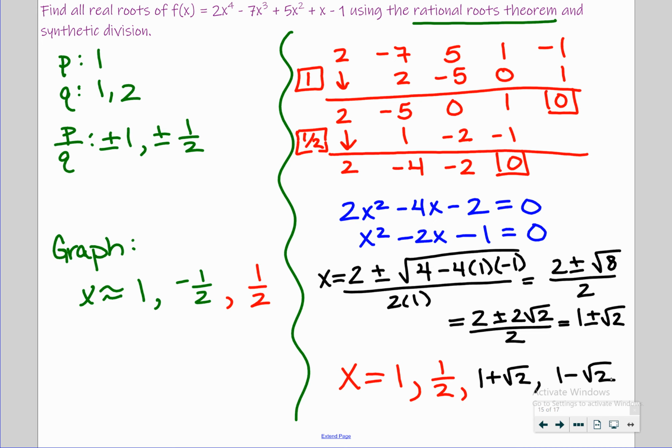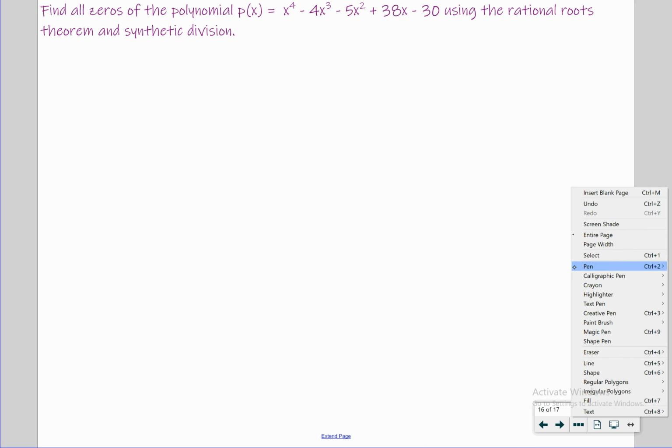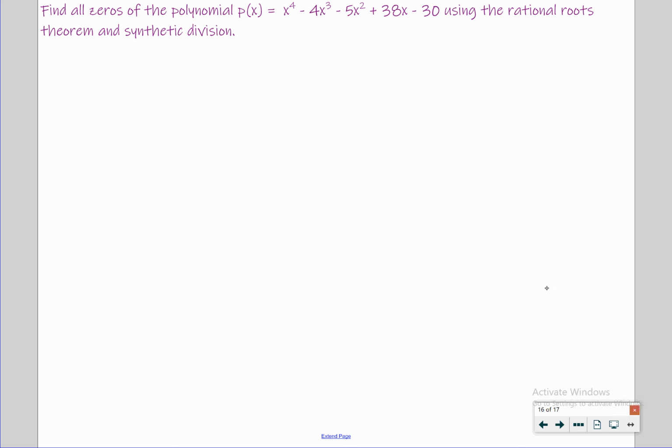All right, the next problem's pretty much the same procedure. So again, degree 4. What are my p's in this problem? Factors of 30. 1, 2, 5, 6. I think we're missing 2, 3, and 10. There we go. They're not in order, but I'm going to let that go. Okay, Q. Factors of leading coefficient. 1.